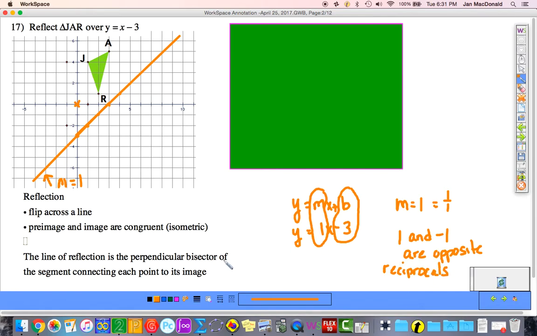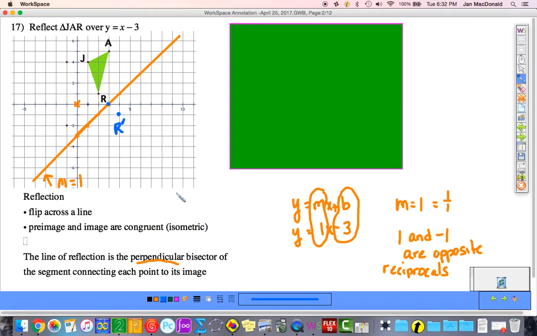And we know that lines that have opposite reciprocal slopes are perpendicular. And that's important to us. We want them to be perpendicular. So let's take a look here. If I wanted to move R across this line, I'd know I'd be going in this direction. The opposite reciprocal of positive 1 is negative 1. So I'm going to go down 1, right 1. Down 1, right 1. And this is where R prime must be.